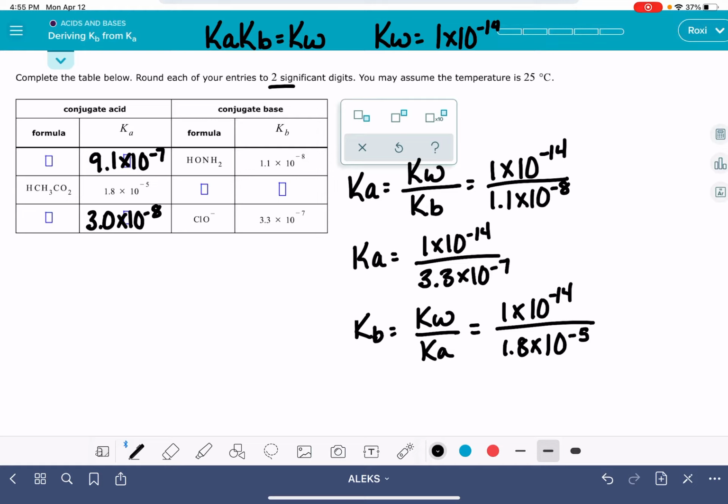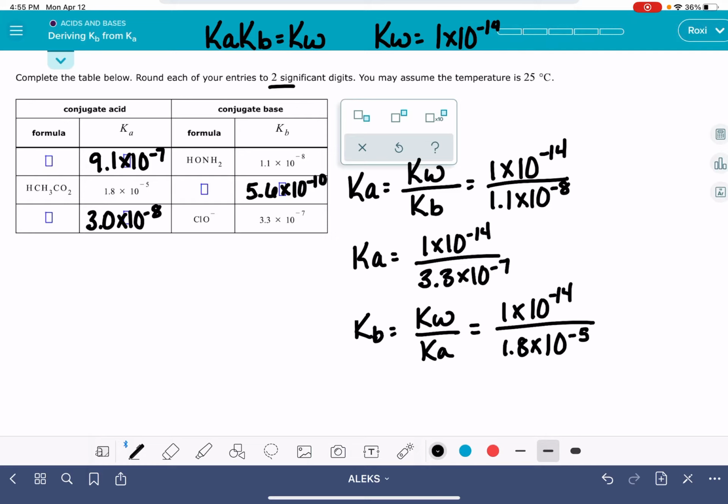Now you might be noticing that there is some more information. My calculator is having an issue with this. The answer is 5.6 times 10 to the minus 10.